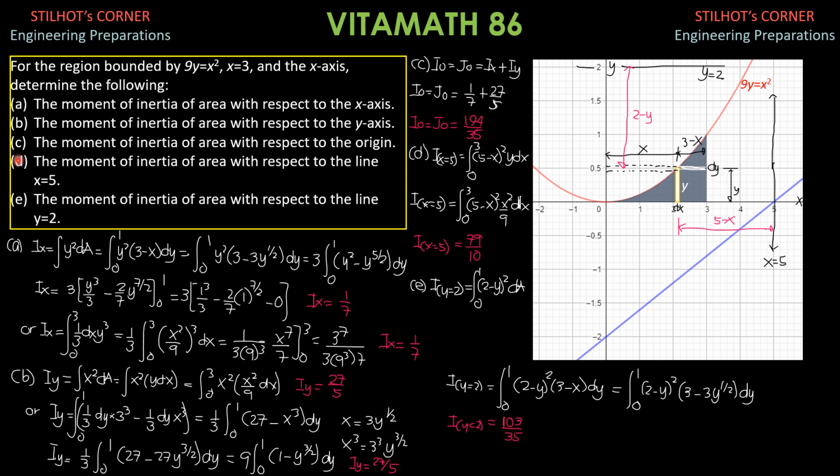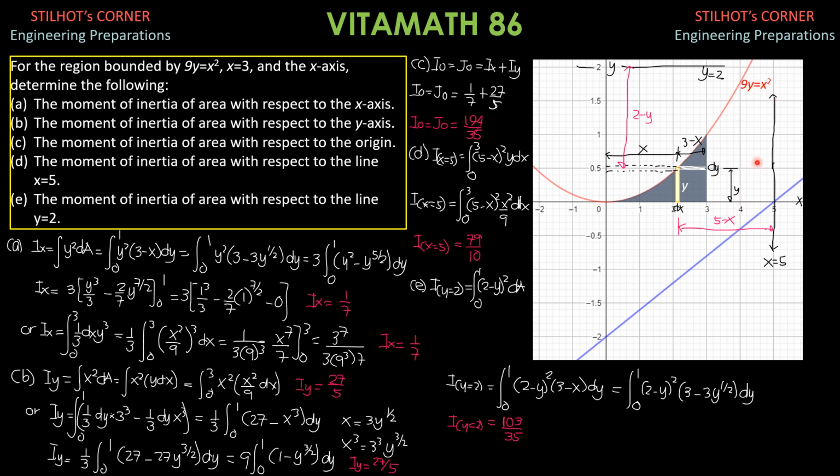Then the moment of inertia of area with respect to the origin is simply Ix plus Iy. That's also Io, Jo, or polar moment of inertia. So we already computed Ix, 1 over 7, Iy, 27 over 5. That would be 194 over 35. Then letter D, the moment of inertia of area with respect to the line x equals 5.